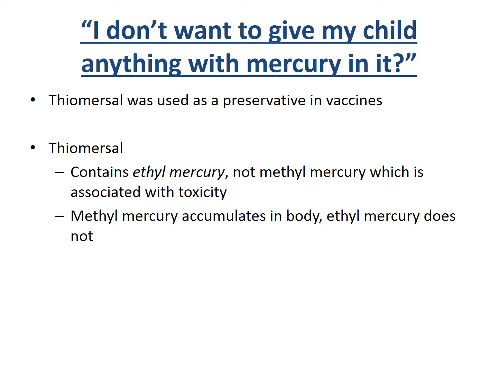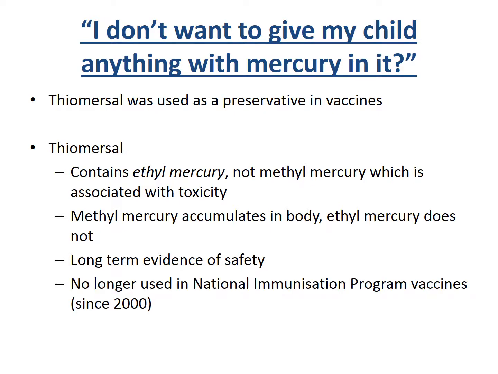So if you eat tuna, you're already exposed to high levels of mercury from the environment. Ethyl mercury is different because it would be cleared in the fish as well. There is long-term evidence that thimerosal is completely safe and doesn't cause adverse effects, but we took it out anyway in order to keep consumer confidence in the vaccine programs and the safety of vaccines for their children. So it has not been used in any vaccines that are part of the National Immunisation Program since the year 2000 in Australia. It is in some Australian vaccines.